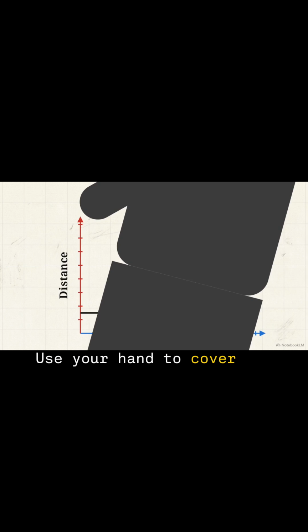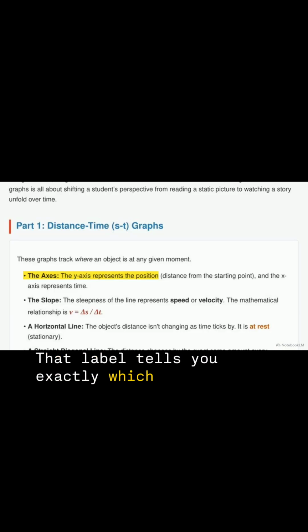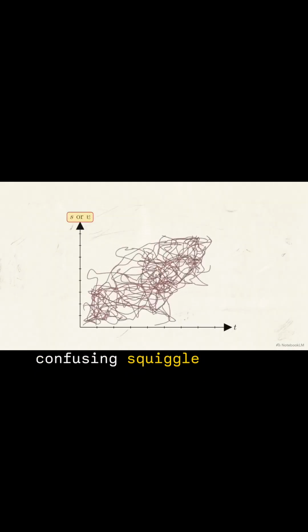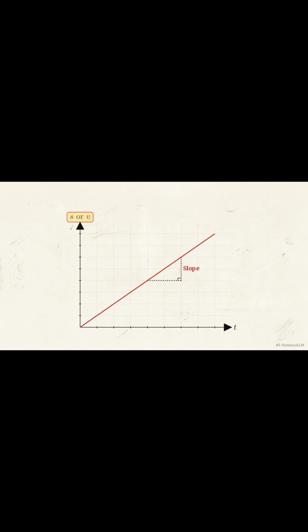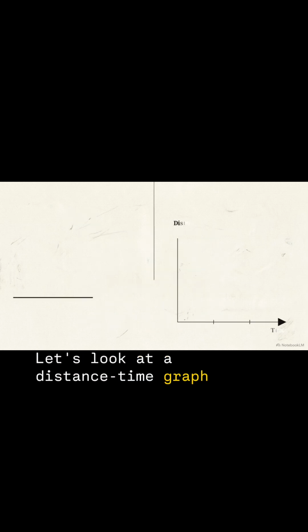Use your hand to cover the actual drawing and look only at the label on the far left. That label tells you exactly which part of the car's motion you are tracking, turning a confusing squiggle into a clear set of instructions. Let's look at a distance time graph first.